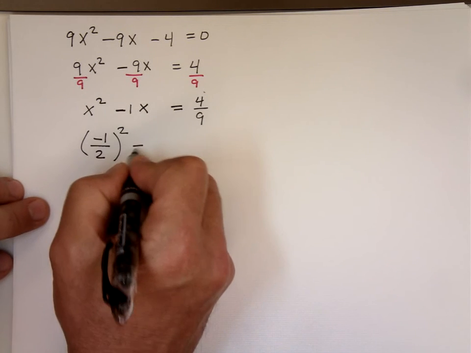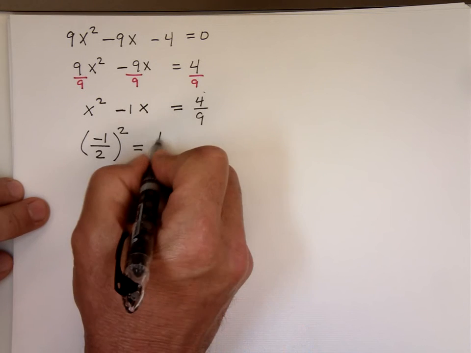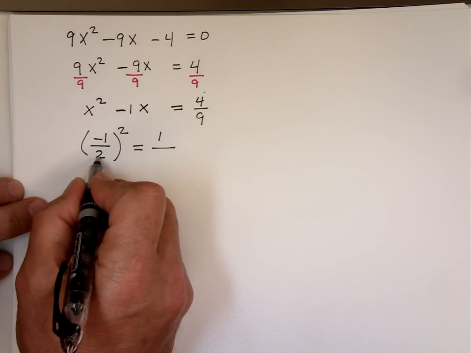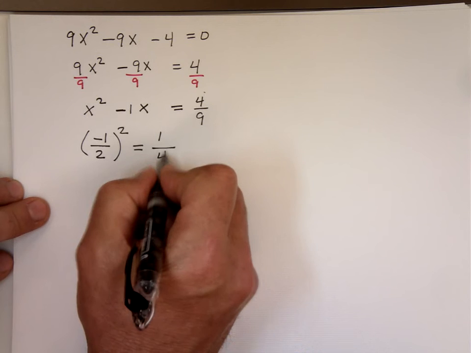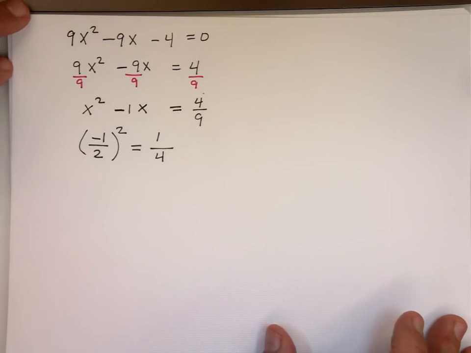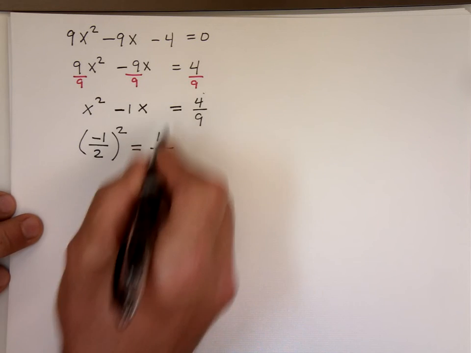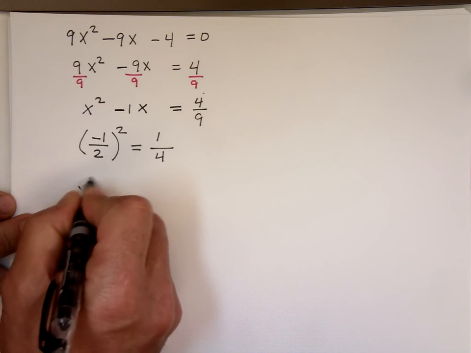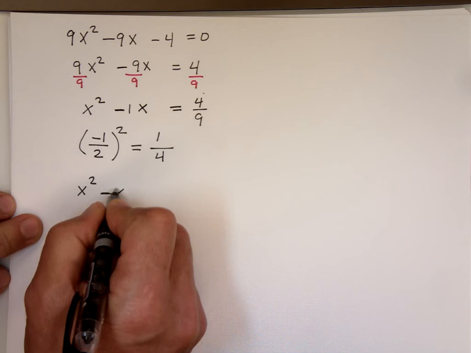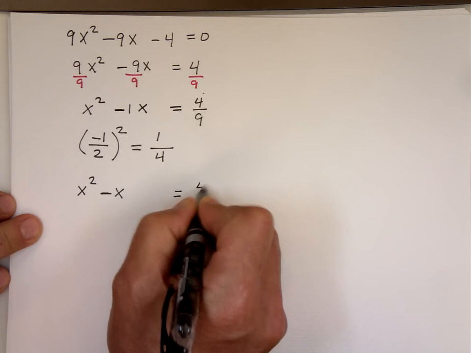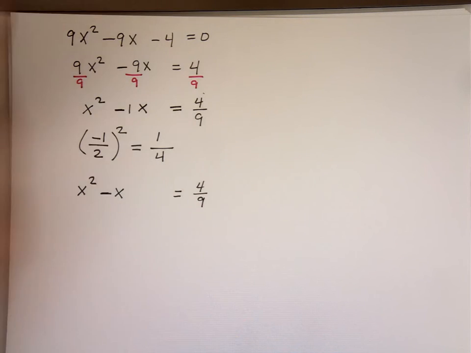What's a minus 1 when you square it? That's a 1. What's a 2 when you square it? That's a 4. So I'm going to add the 1/4 to both sides. So let me add 1/4 to both sides.